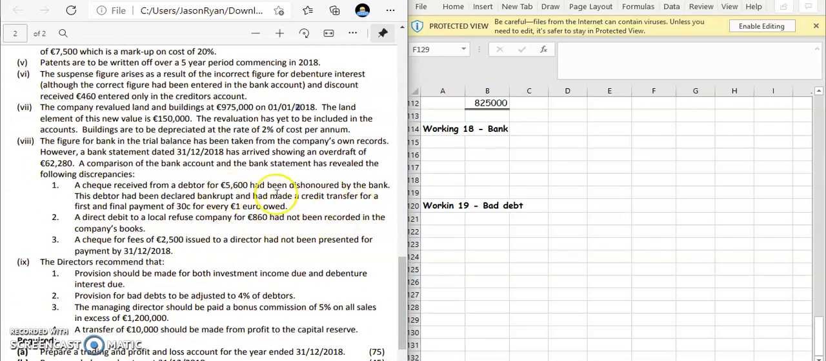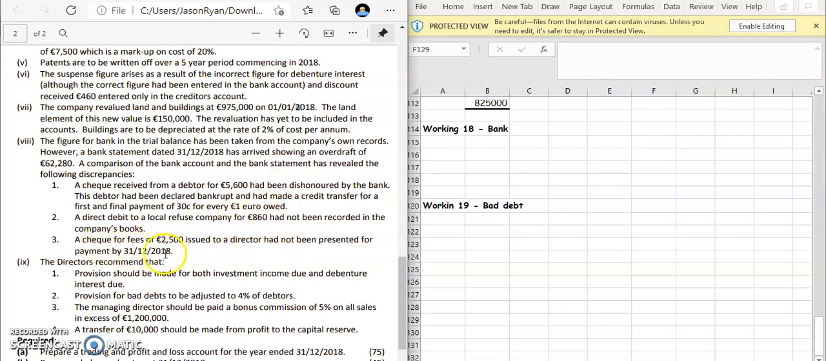So a couple of things with this one. Number one, the 5,600 is going to increase our bank overdraft. Then the credit transfer is going to decrease our overdraft by 30%, and then 70% is going to be a bad debt. Next, a direct debit to a local refuge company of 860 had not been recorded in the company's account. So that means your bank overdraft is going to increase by 860, and your salaries and general expenses are going to increase by 860 as well.